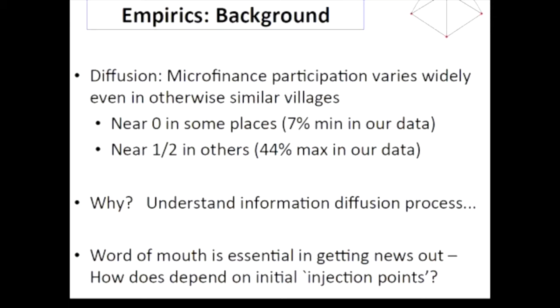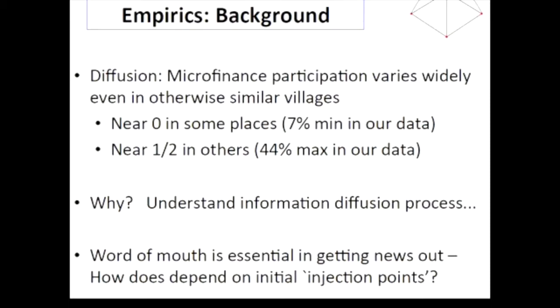Okay. And the reason we were interested in doing that and the reason the bank was willing to partner with us is that they were having extreme variation in the success rates they were getting across villages. So they would go into two villages that looked pretty identical to them in terms of population and profession and income levels and so forth. And in one village, they would get almost no participation. In another, they'd get fairly high participation. So actually, in the data we have, the variation is between 7% of eligible households taking up to about 44%. So there's a fairly large variation.